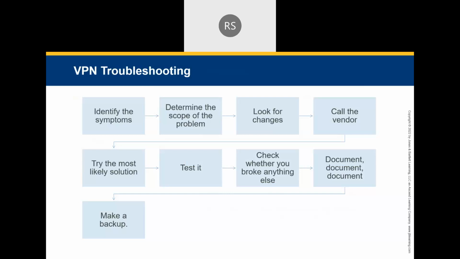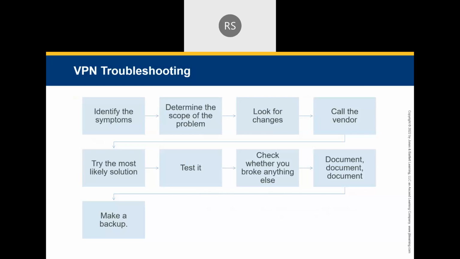Next, you want to try the most likely solution. So, based off your assessment, you want to attempt to implement the most probable solution to address the problem. After you implement the solution, you want to perform thorough testing to ensure that the issue has been resolved and the VPN functions as expected. Now, after you do this, you want to verify that the troubleshooting steps you have taken did not inadvertently cause any new issues or disruptions. So you want to check, make sure you didn't break anything else.